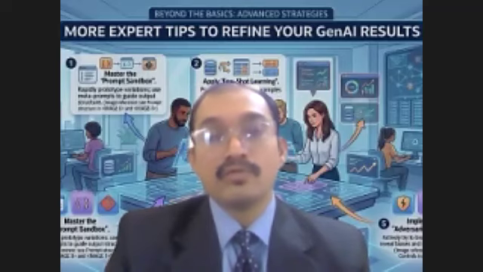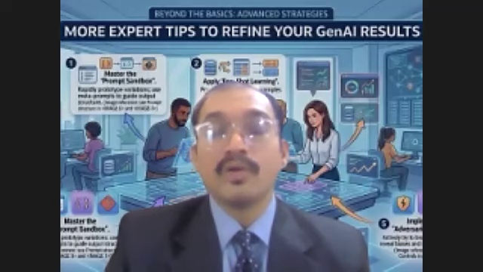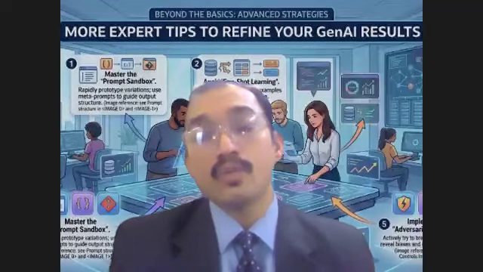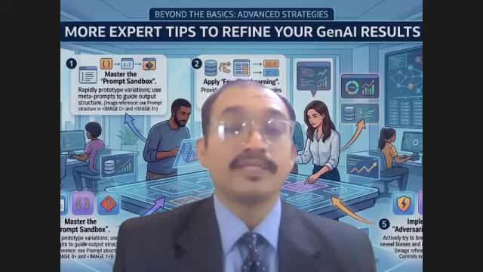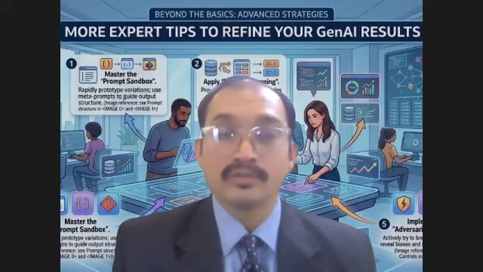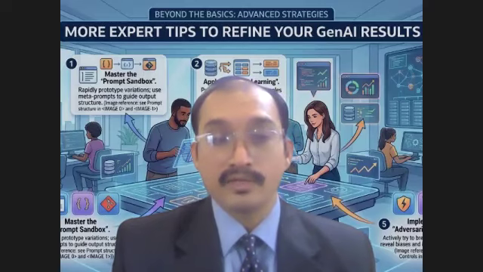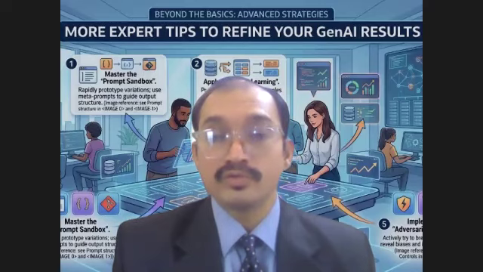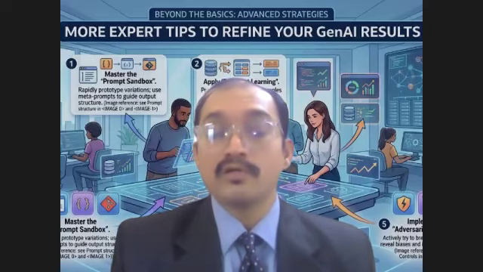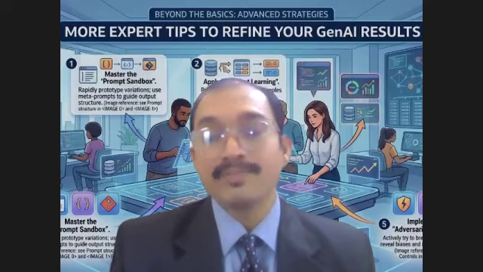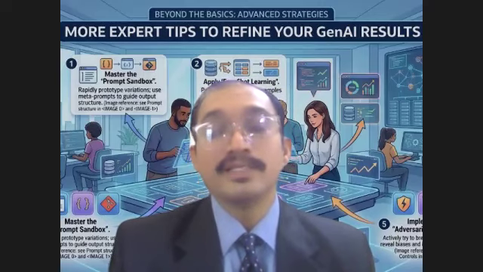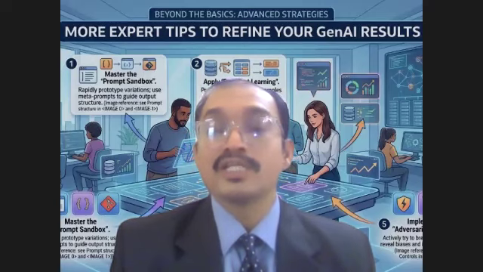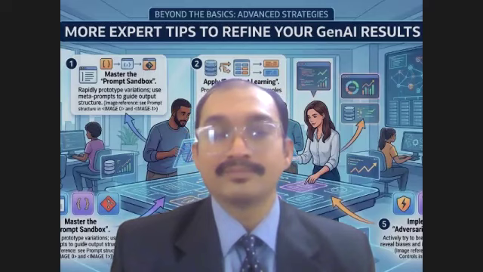Next in the list, few shot learning with ground truth. Provide 3 to 5 high quality examples of the exact output format you want. A scenario where we use this few shot learning with ground truth is to provide 5 examples of a perfectly formatted incident summary so the AI learns your organization's specific shorthand.